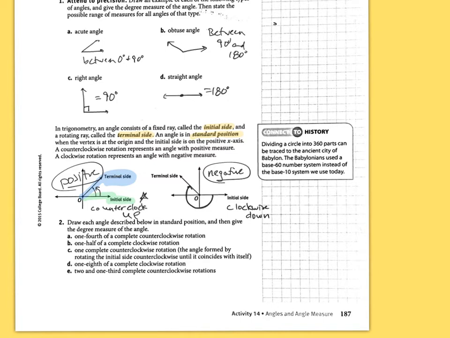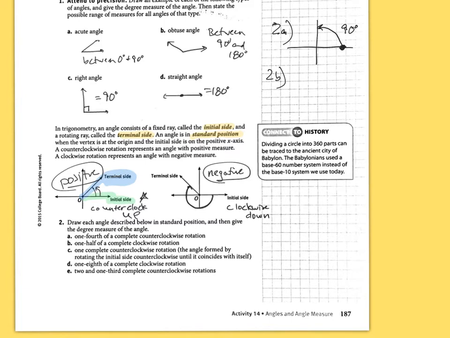It says 2A, 1/4 of a complete counterclockwise rotation. So counterclockwise means we're going up. When you draw this, please indicate your X and Y axis always. And we always start right here. This is where we start, and we're going up 1/4 of a rotation, so we're going to land right there. And of course, you want to also include that the angle measure is 90 degrees.